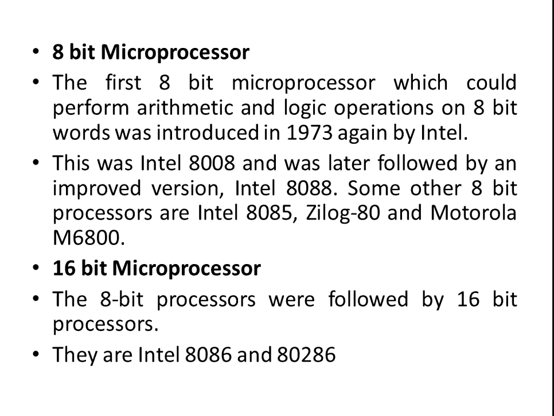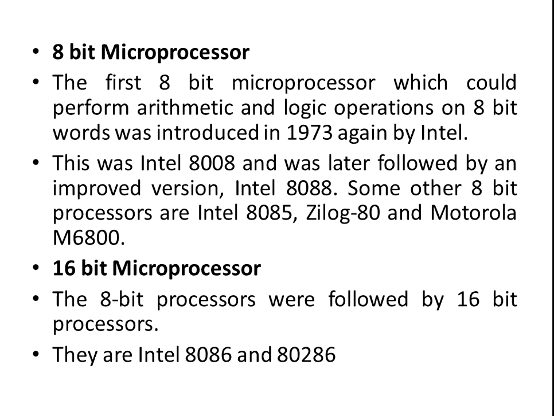Motorola came out with the 68000 and Zilog released the Z8000. Then Intel also released the 80286 in 1982. Its clock speed was 8 megahertz.